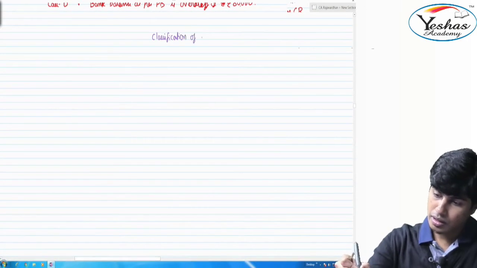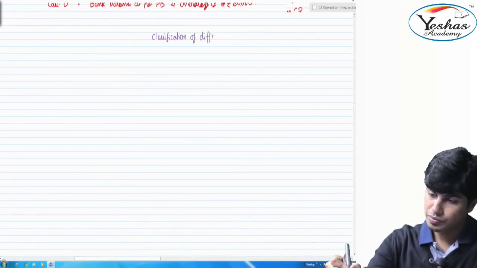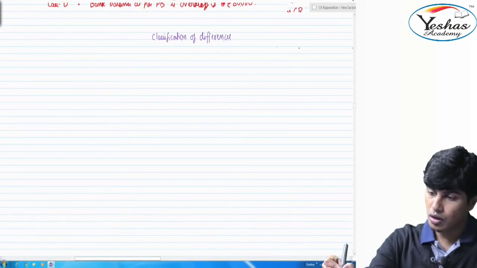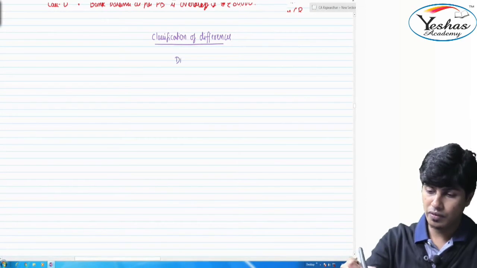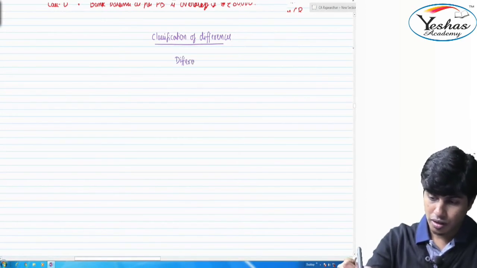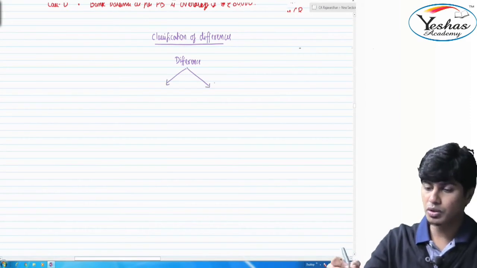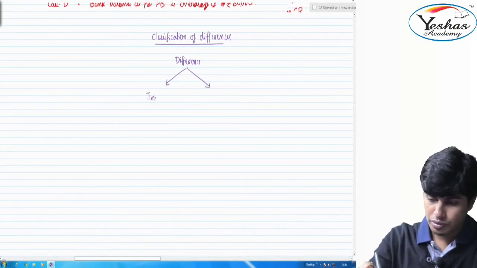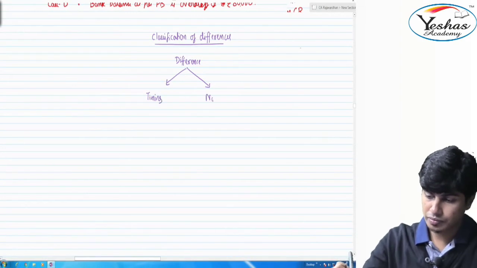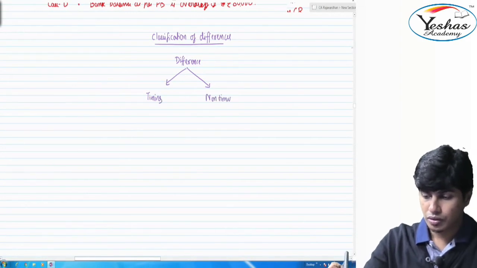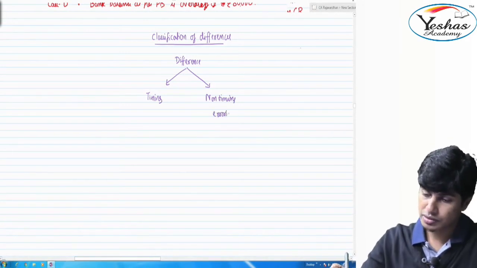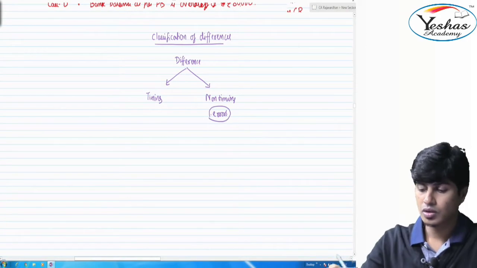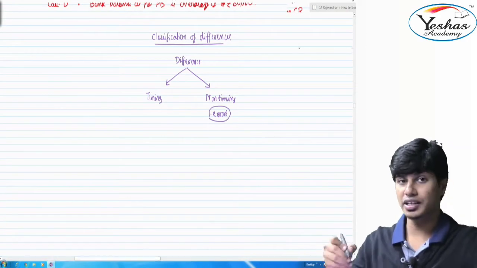classification of differences. So what do we do whenever we have a difference? We categorize them into two categories. First one, timing, and non-timing. Non-timing differences are errors. I've been writing that as NTD, you remember.